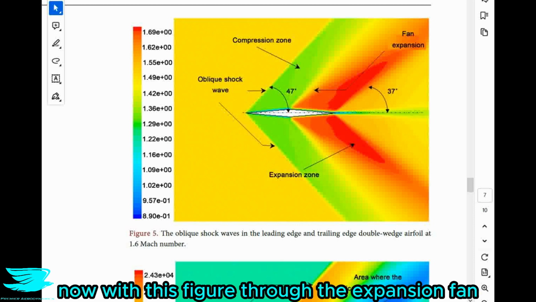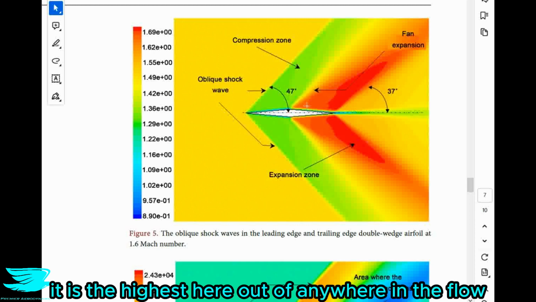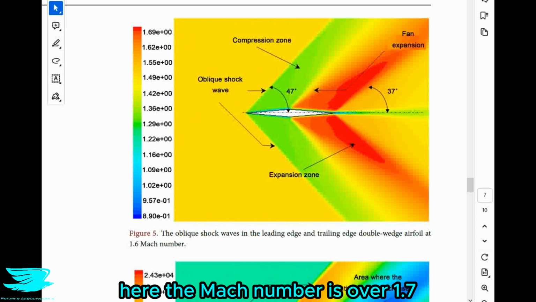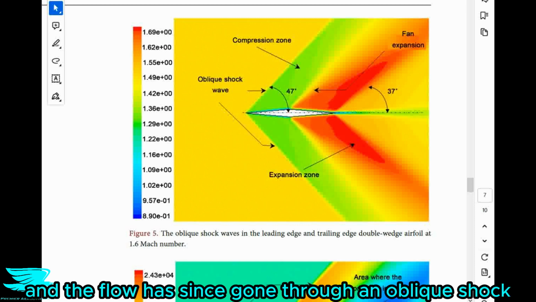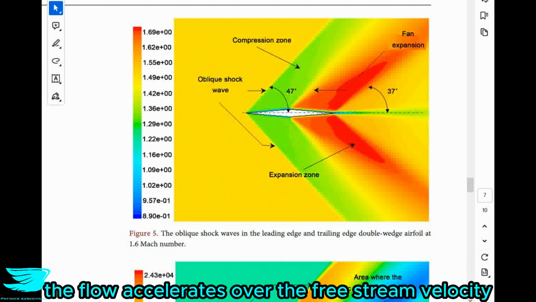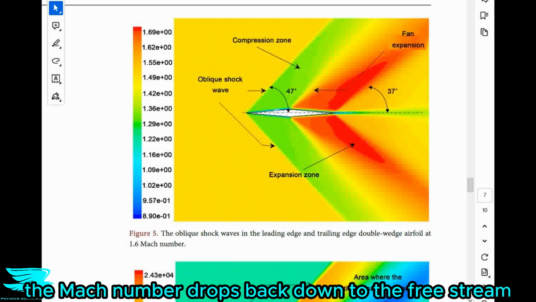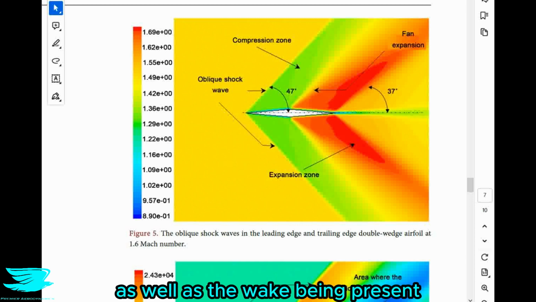Now, with this figure, through the expansion fan, the Mach number increases a lot. And in fact, it is the highest here out of anywhere in the flow. Here, the Mach number is over 1.7, which again is a little surprising considering that the free stream velocity is Mach 1.5, and the flow has since gone through an oblique shock, and still the flow accelerates over the free stream velocity. Then, once the flow is past the airfoil, the Mach number drops back down to the free stream Mach number of about 1.5, as well as the wake being present.